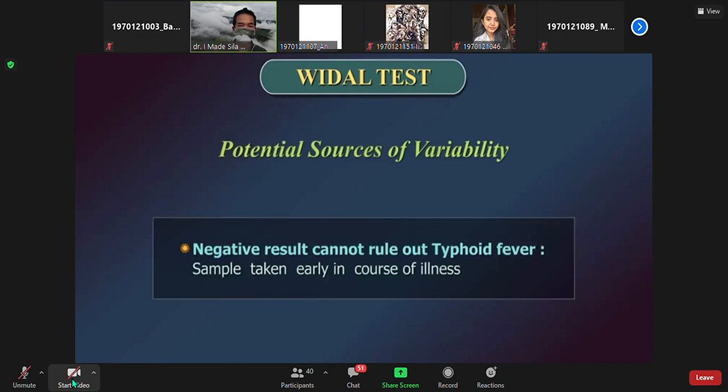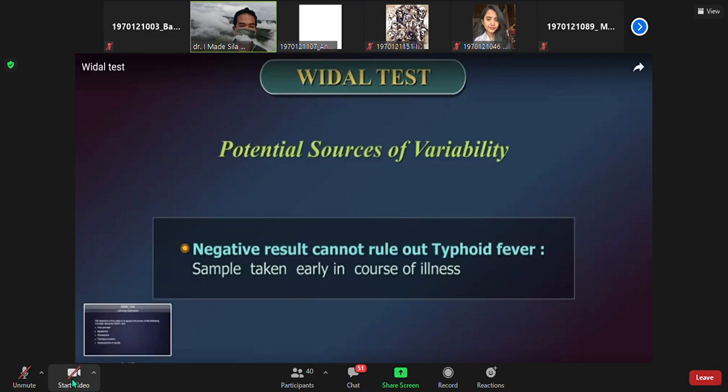A negative result cannot rule out typhoid fever if the sample has been taken very early in the course of illness, that is, earlier than 7 days from the onset of infection. This is because antibodies have still not reached the detectable limit during this period. Diagnosis of typhoid fever can be more definitively established from increasing titers of H and O antibodies in successive samples.